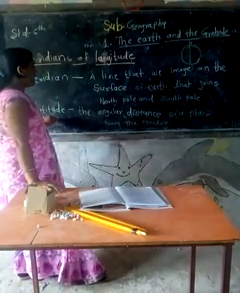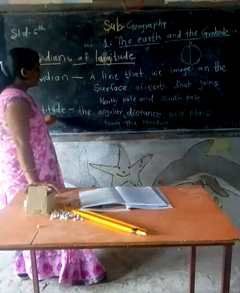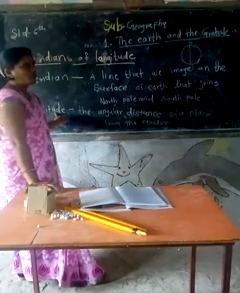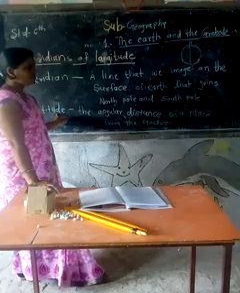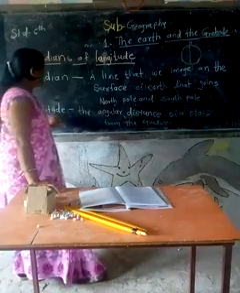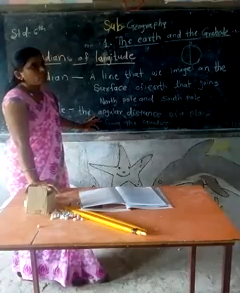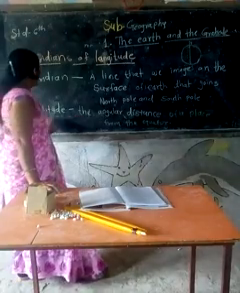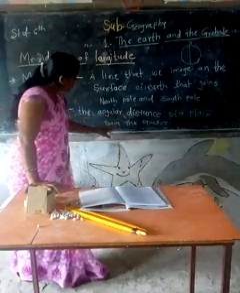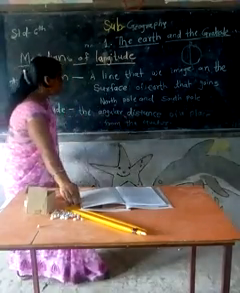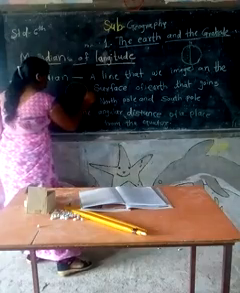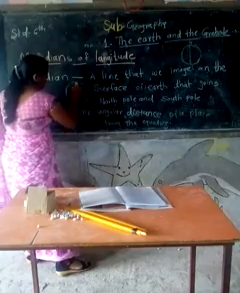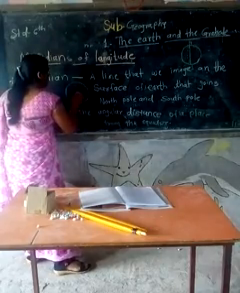Latitude. Latitude means the angular distance of a place from the equator. That means in the last lecture we learned about the equator. Latitude means the angular distance, and we also learned what angular distance is. That means latitude is the angular distance of the place from the equator. Last period I taught you the angular distance.